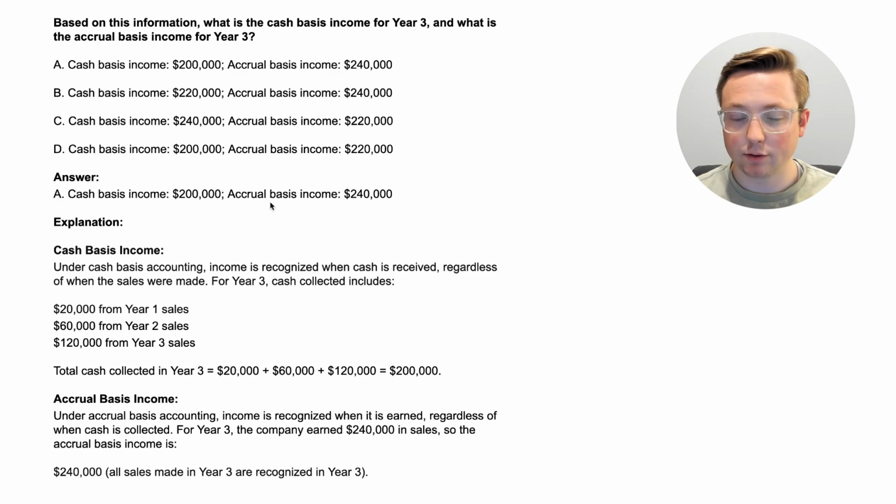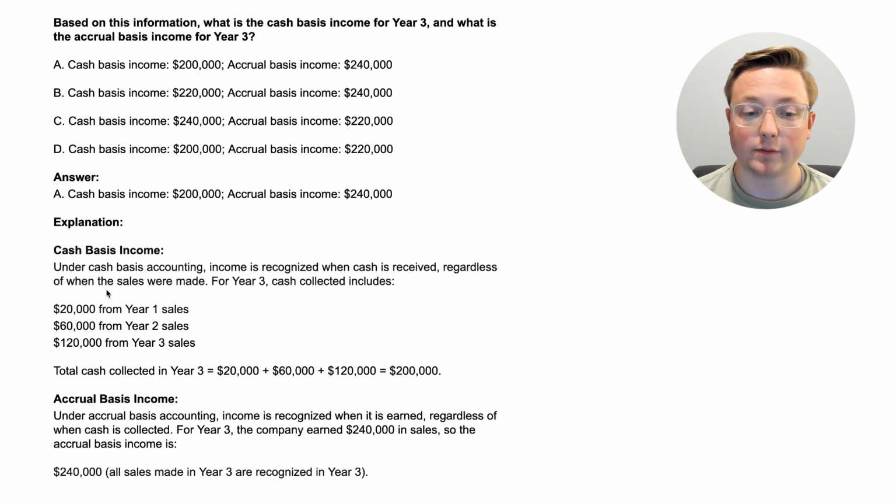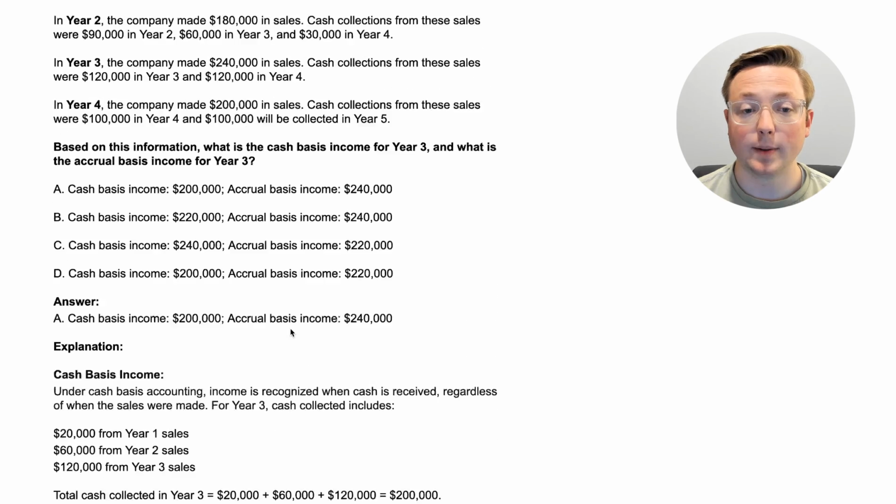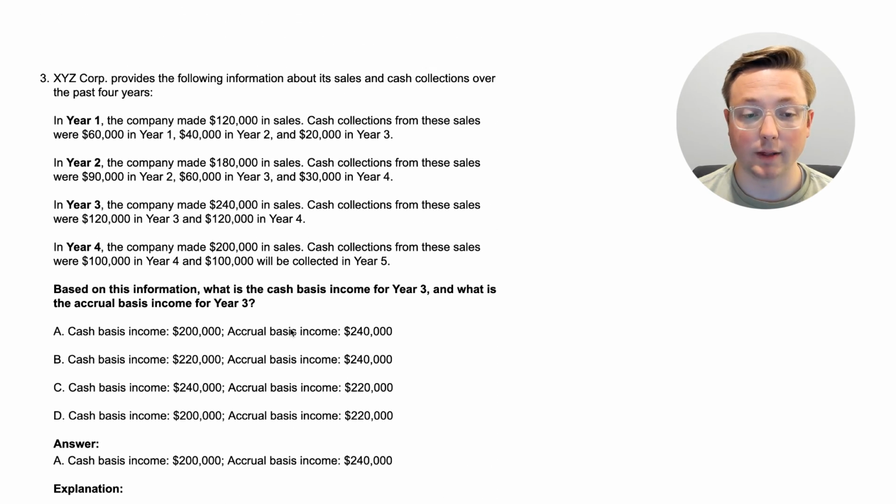So let's think through this. Again, it's very logical when you take the time to think through what cash basis accounting is about and what accrual basis accounting is about. For cash basis income, under cash basis accounting, income is recognized when cash is received, regardless of when the sales were made. For year 3, cash collected includes $20,000 from year 1 sales, $60,000 from year 2 sales, and $120,000 from year 3 sales. And let's go back up here so that you can see where that's coming from.